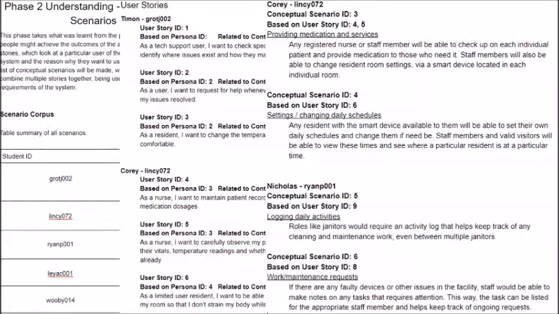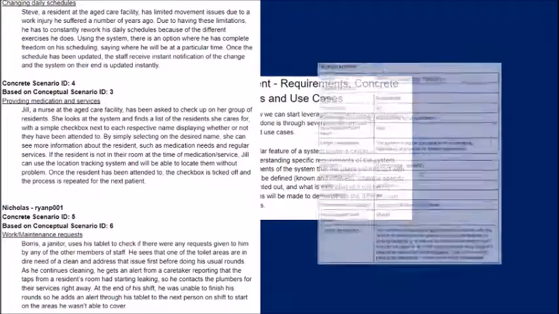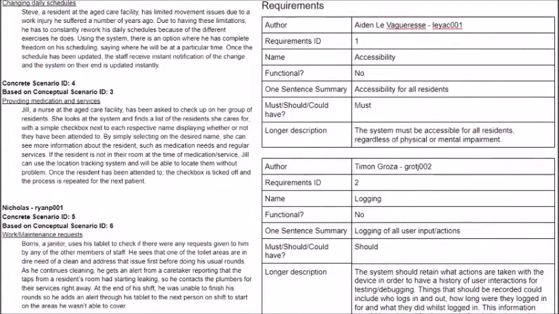We began this phase by creating user stories and conceptual scenarios, helping us understand what users would want to do with the system and when. Phase 3 enabled us to look at the idea of how we can start leveraging the technology available to achieve our goals through requirements, concrete scenarios, and use cases. These carried on from phase 2, correlating between both.